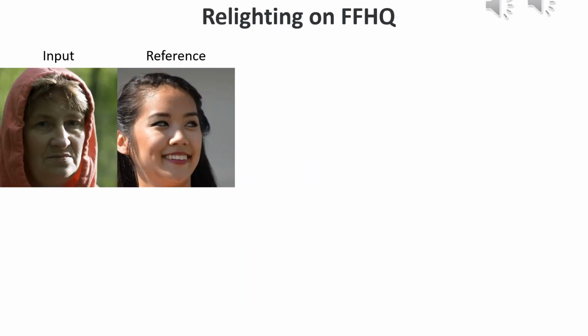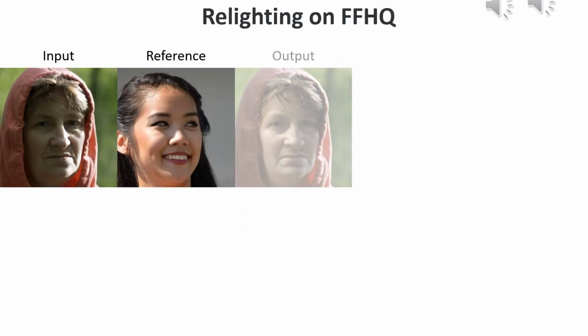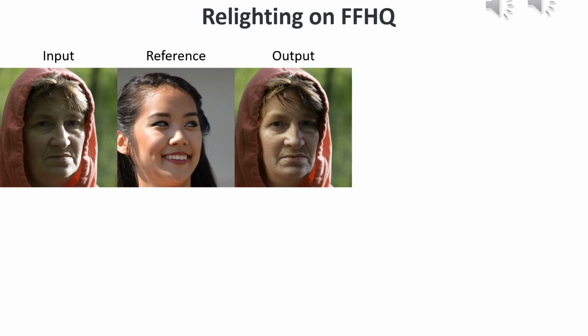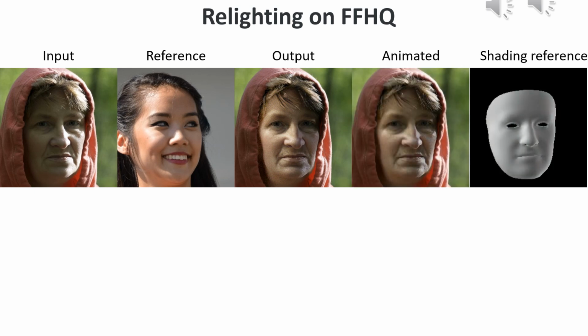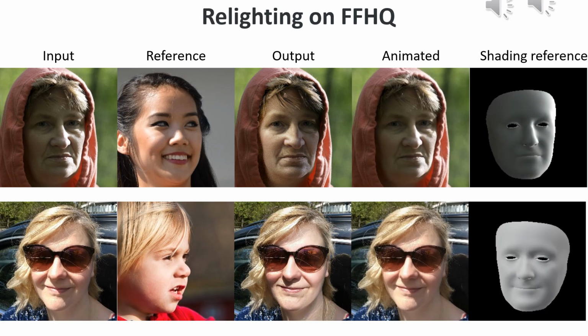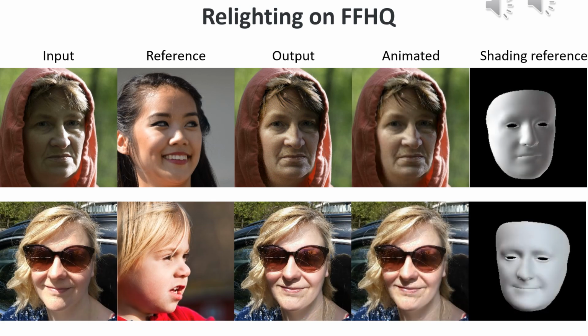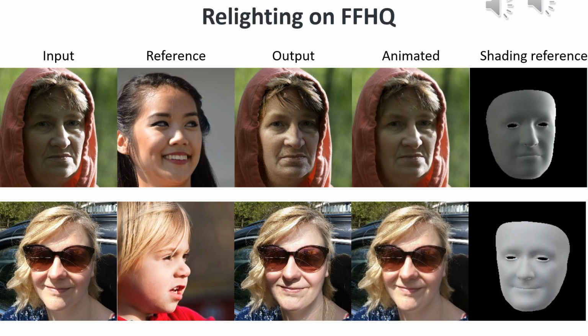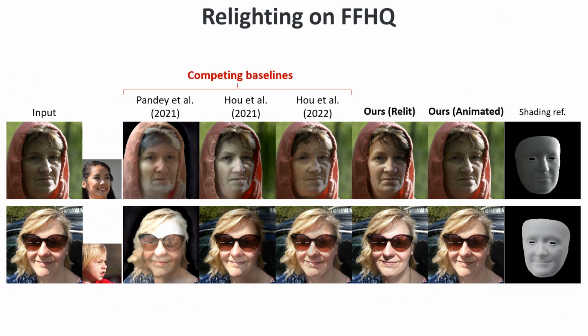Here we relight an input image from FFHQ to match the target lighting given by a reference image. Here's the animated result and its shading reference. Our method also works with facial accessories such as sunglasses. Notice that our method can realistically change, add, or remove highlights and cast shadows in the input images. Compared to the baselines, our method produces more photorealistic results and can handle highlights and cast shadows, while the baselines leave residual shadows in the relit images, leading to unnatural outputs.